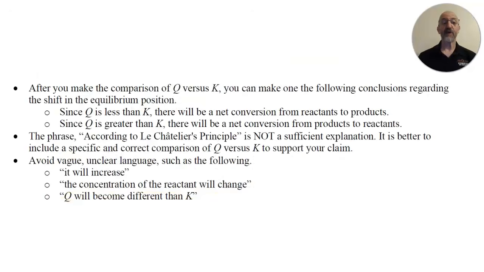And after you make the comparison of Q versus K, you can make one of the following conclusions regarding the shift in the equilibrium position. So you can say, since Q is less than K, then there will be a net conversion from reactants to products, or from left to right. Or you can say, since Q is greater than K, there will be a net conversion from products to reactants, or from right to left.